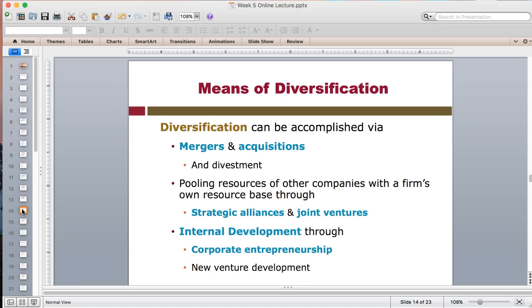You can buy a supplier or a distributor so that you can vertically integrate through your supply chain, or you may choose to enter a new business and acquire a company that offers something totally different than what you do in order to diversify on the strength of hopefully your corporate management. There's a number of different ways to diversify: mergers and acquisitions, strategic alliances, and internal development through corporate entrepreneurship and new ventures.